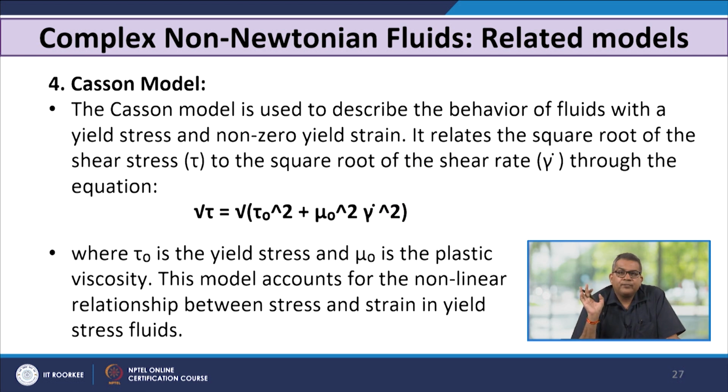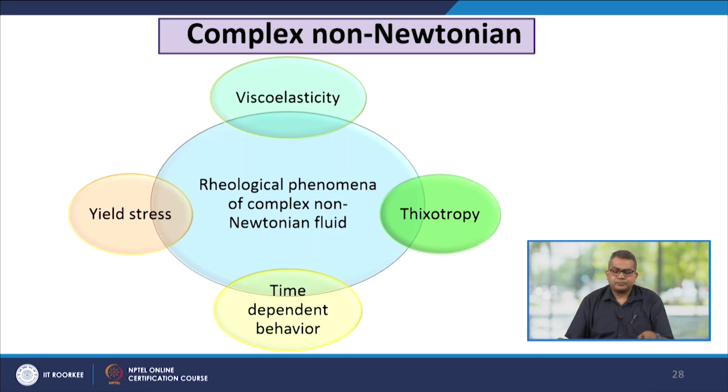The Casson model. The Casson model is used to describe the behavior of fluids with a yield stress and a non-zero yield strain. It relates the square root of the shear stress tau to the square root of the shear rate. Now, this can be represented mathematically like this, where tau naught is the yield stress, and mu naught is the plastic viscosity. This model accounts for the non-linear relationship between stress and strain in yield stress flow.